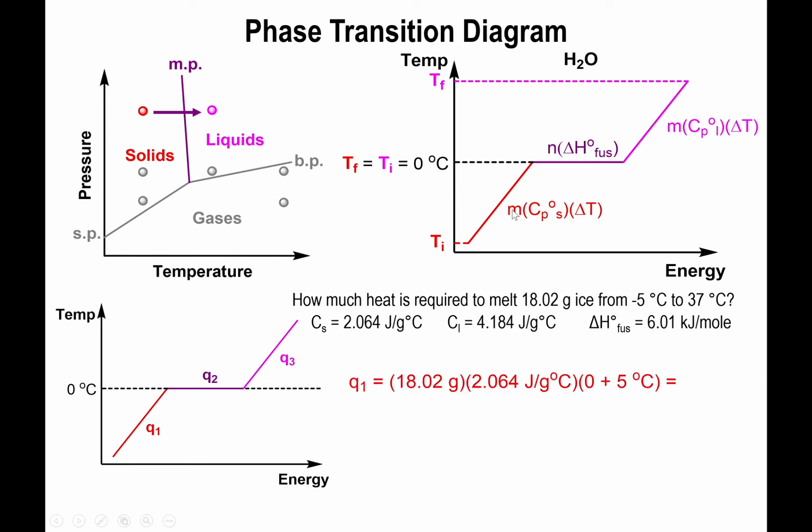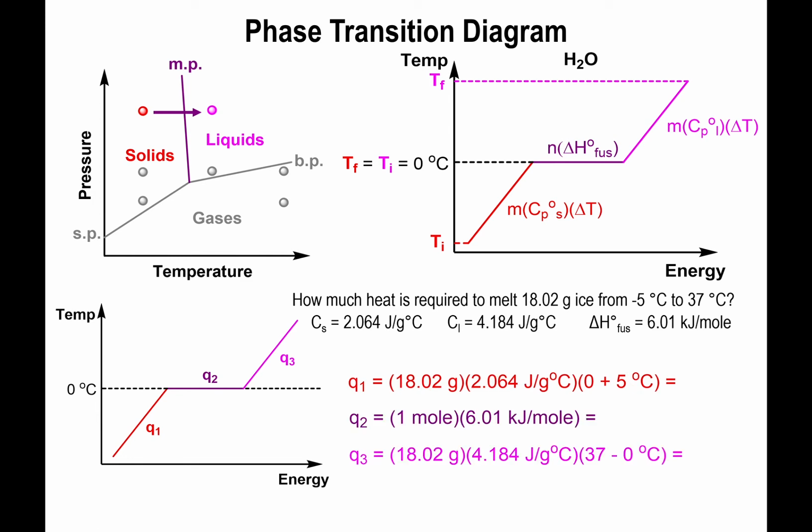Q1 is the mass times the specific heat capacity of the solid, which is 2.064, times the change in temperature, and this is T final minus T initial, T final being the melting point temperature, pretty much the point where Q2 begins to happen. So the melting point temperature is 0 degrees, and the initial temperature is -5 degrees Celsius, so 0 minus -5 is the same thing as 0 plus 5. Carry out the multiplication and you'll find the value of Q1.